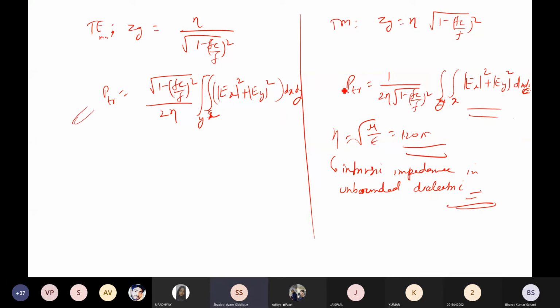So transmitted power, if you are asked to find, you will be able to find it if you are given the cutoff frequency and the operating frequency, given that the electric field and magnetic field are given to you.